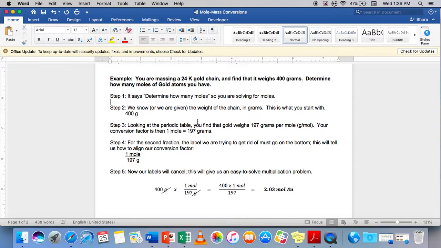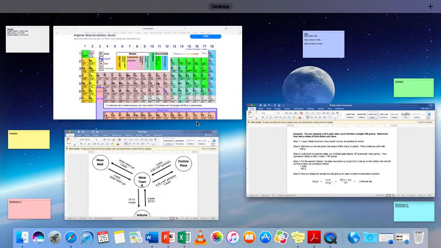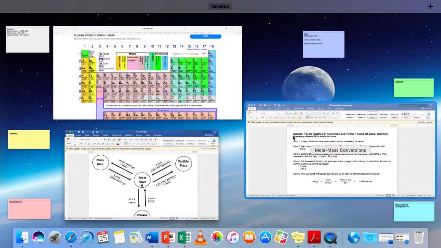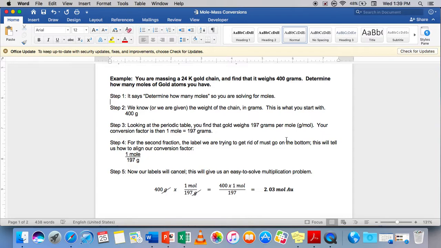Now, we're given mass and we have to get to moles. So let's look at our mole map to figure out what our conversion factor needs to be. Okay, we're given mass and we need to get to moles. So I'm going to go from mass to moles and look at this arrow, because remember, it only goes in one direction, and you're going to use this conversion factor, 1 mole divided by the molar mass, which is going to be in grams.